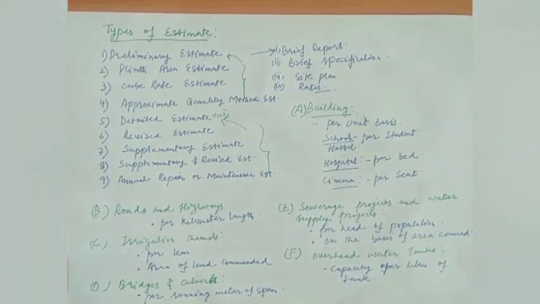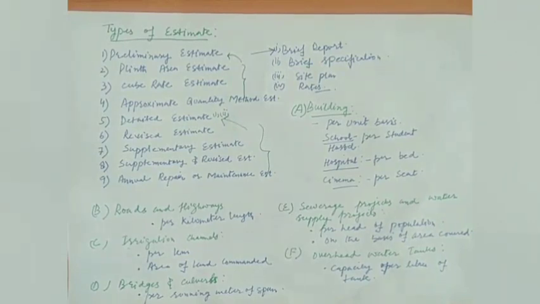The other type of estimate is the supplementary estimate. This type of estimate is again a detailed estimate, and it is prepared when additional works are required in addition to the original work, or for further development if required during the process. For that purpose, we need to prepare a fresh detailed estimate in order to do that further developmental work.